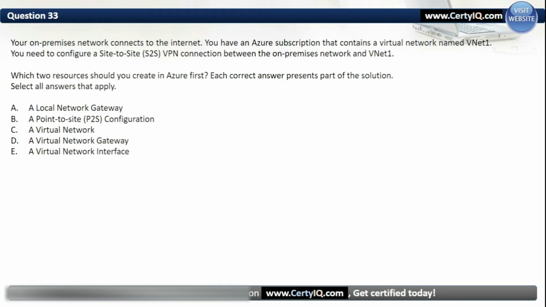Question 33. Your on-premises network connects to the internet. You have an Azure subscription that contains a virtual network named VNet1. You need to configure a site-to-site VPN connection between the on-premises network and VNet1. Which two resources should you create in Azure first? Each correct answer presents part of the solution. Select all answers that apply. Our options are A. A local network gateway, B. A point-to-site configuration, C. A virtual network, D. A virtual network gateway, or E. A virtual network interface. The correct options are A and D, that is a local network gateway and a virtual network gateway.